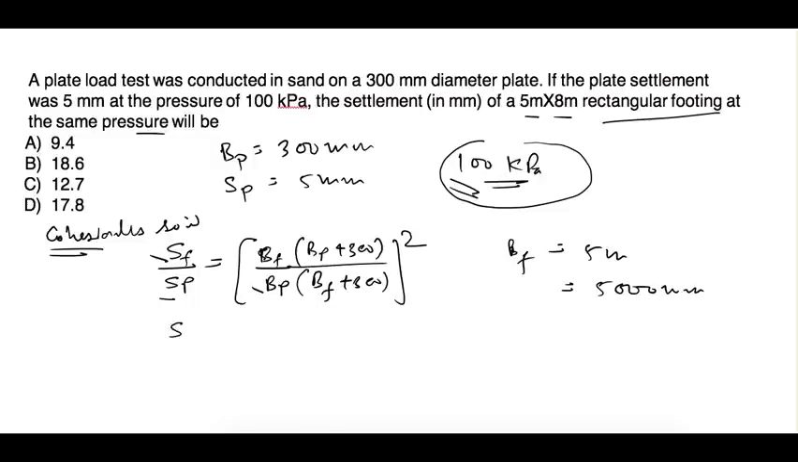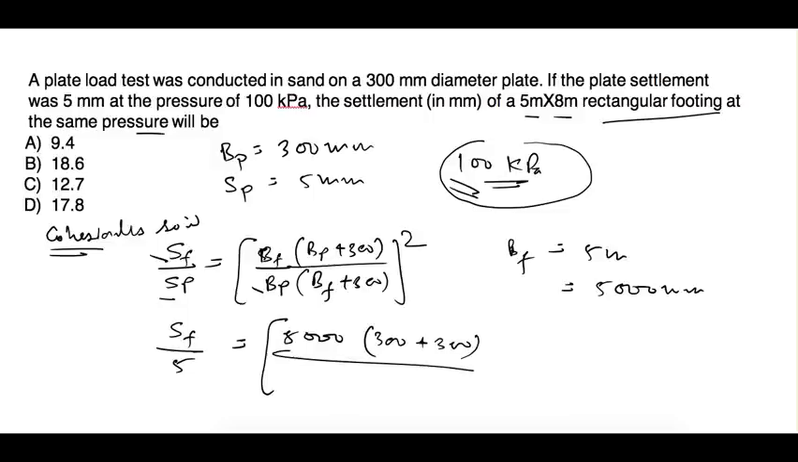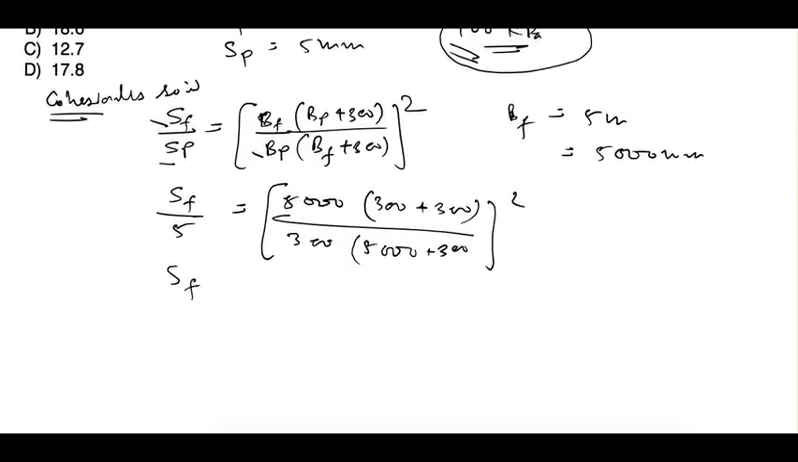So just put the values in the formula, that is settlement of footing. Settlement of plate is 5 mm, equal to width of footing, 5000, over width of plate, 300, multiplied by (300 plus 300) divided by (5000 plus 300) whole square. So from here the settlement of footing comes out to be 17.79 mm, which is almost equal to 17.8 mm. So that is the answer.